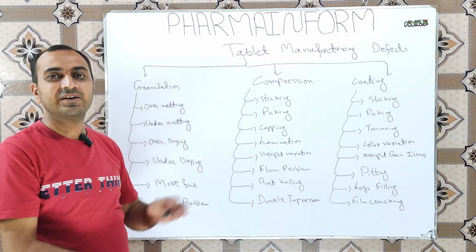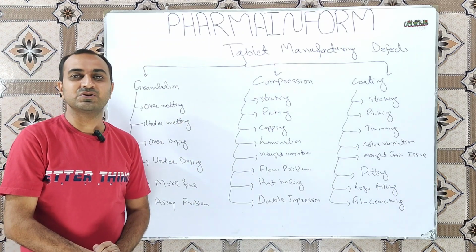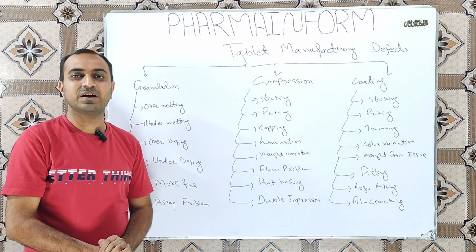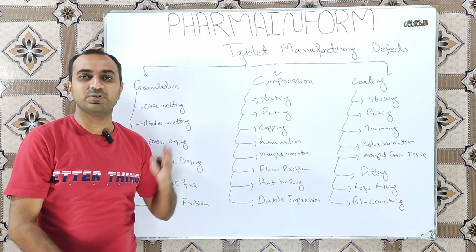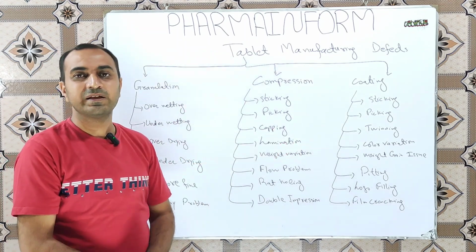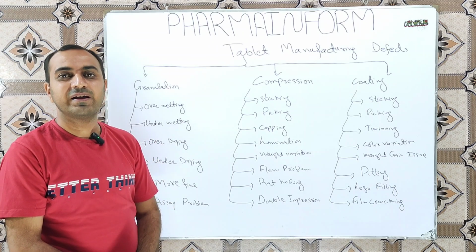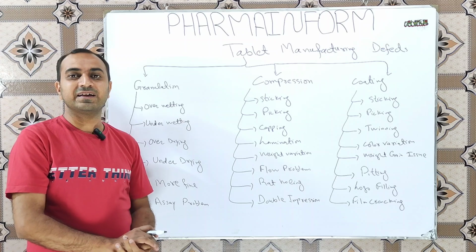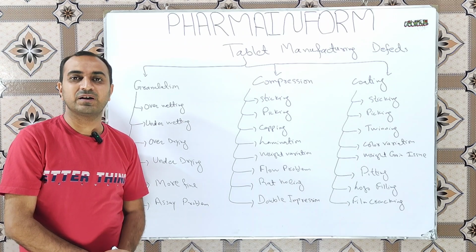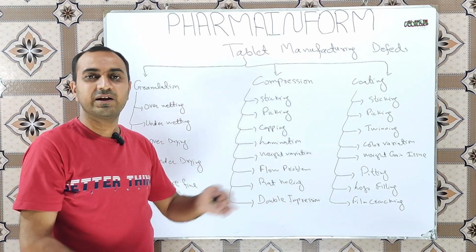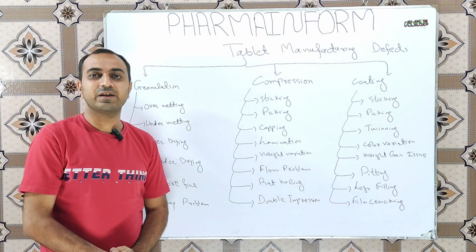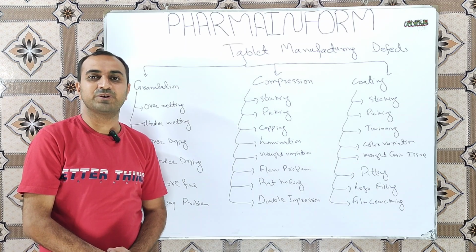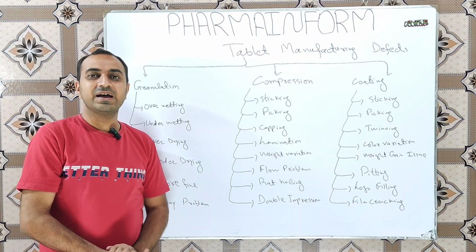Next one is the underdrying. Underdrying is the condition where our granules are not fully dried. They still have the higher level of the moisture content, which may result later on in the sticking or picking. Why underdrying occur? Underdrying occur due to the less inlet air heat temperature applied to the granules, or due to the reason that we do not perform the racking process during the drying. What is the racking? The link of video is given in description. Must watch what is the racking.